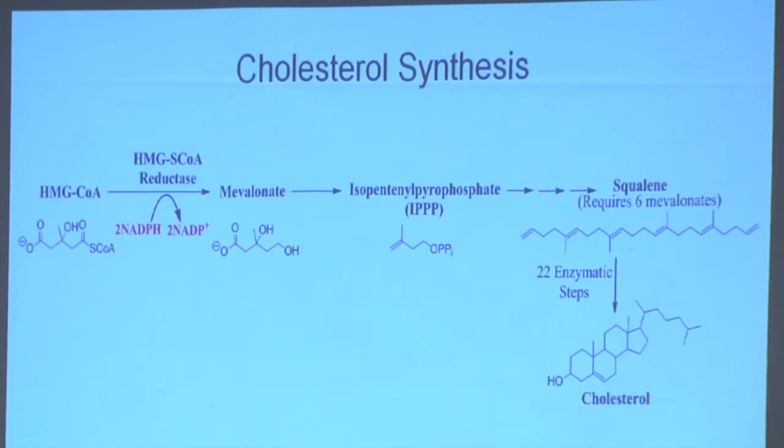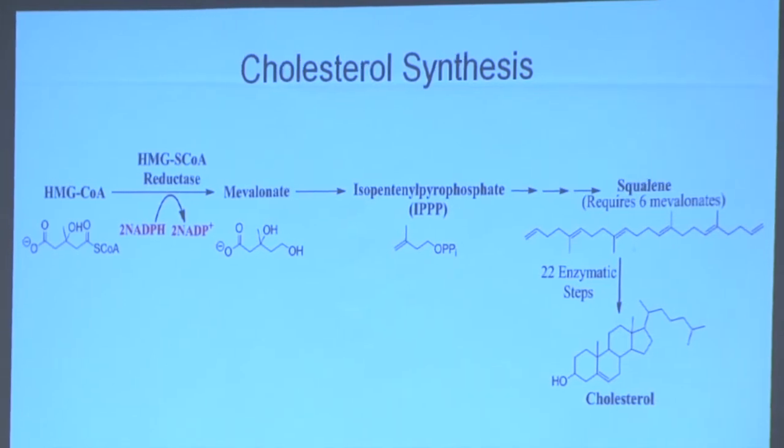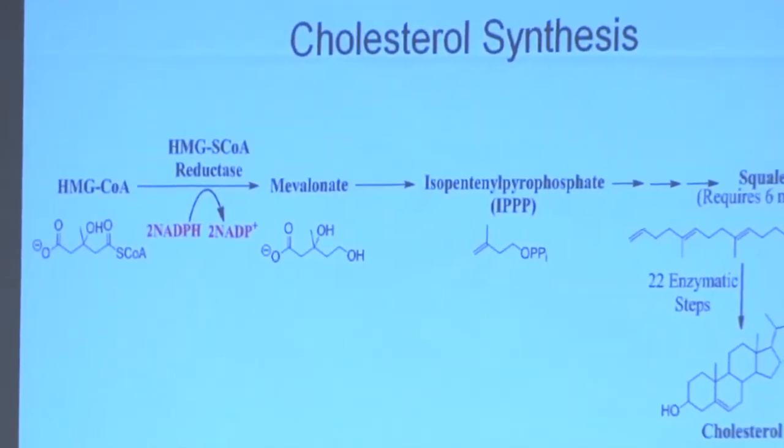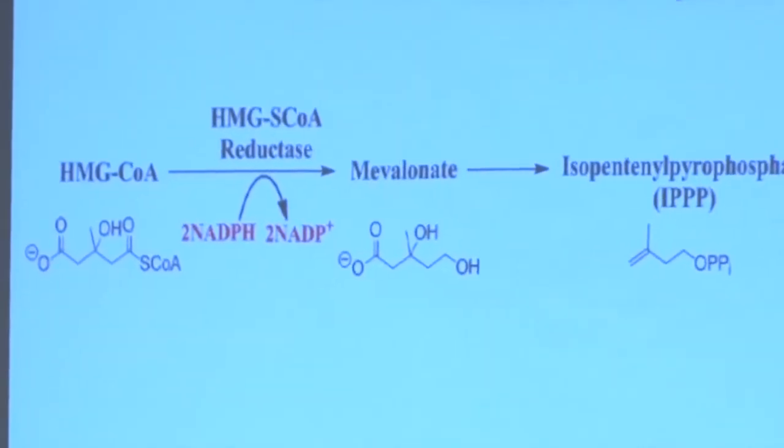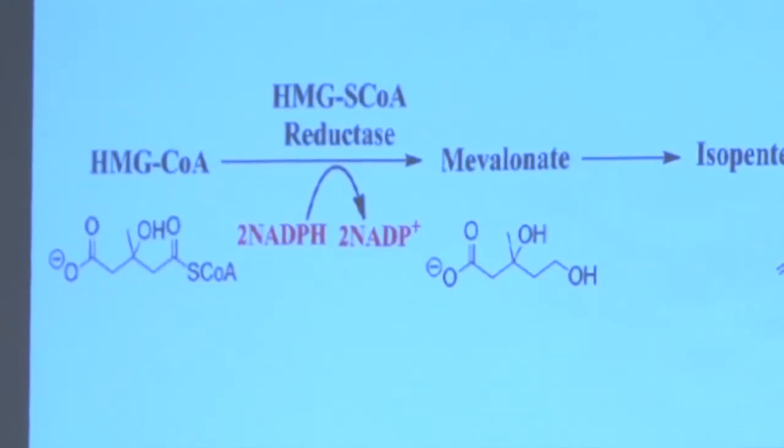So it actually starts with HMG-CoA, which we saw a little bit earlier as part of ketogenesis. HMG-CoA reductase reduces it to mevalonate. And if I'm going to reduce it, what has to happen simultaneously? Oxidation. In this case, NADPH is oxidized.